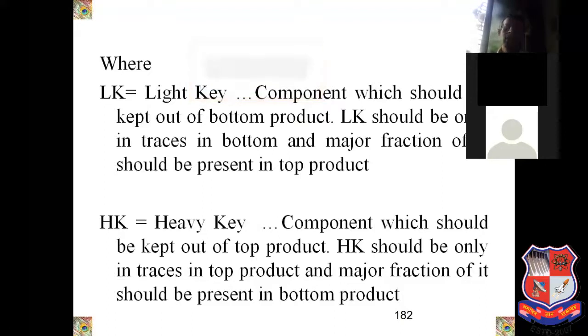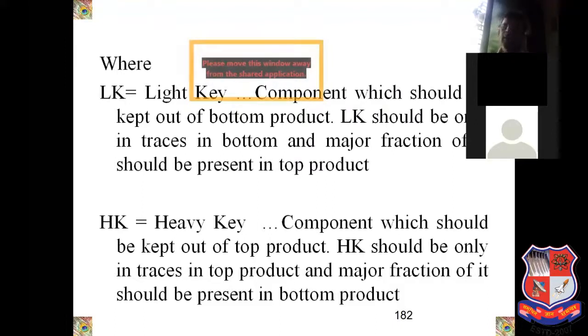And similarly, toluene is in the bottom product, that becomes the heavy key, and only a small fraction maybe gets with the benzene in the top product. So the major fraction of the heavy key is in the bottom product. So toluene and xylene you can observe in the bottom product, whereas benzene is only in the top product.